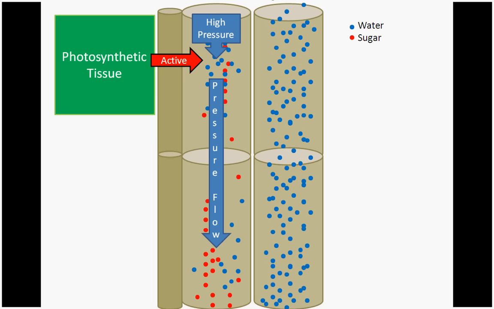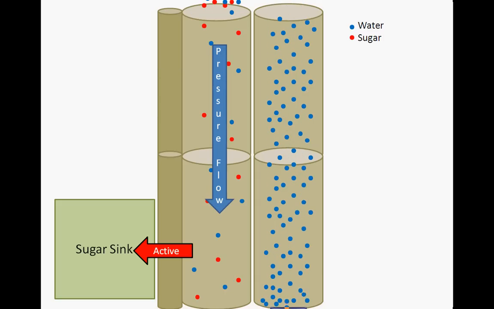Now think for a moment about where a plant is likely to have the greatest energy expenditure. Perhaps you identified areas of growth, such as the tips of roots or stems. In these locations of energy usage, sugar is actively transported out of the phloem and into cells where it will be used.